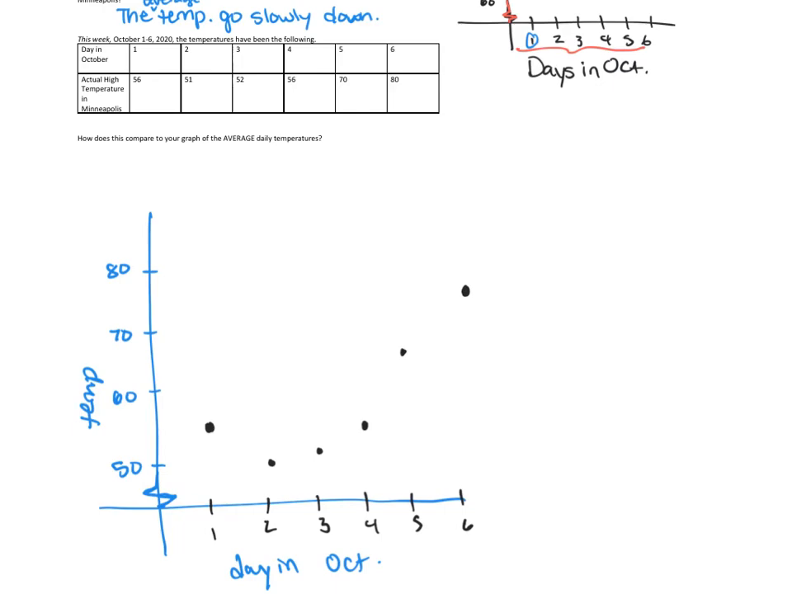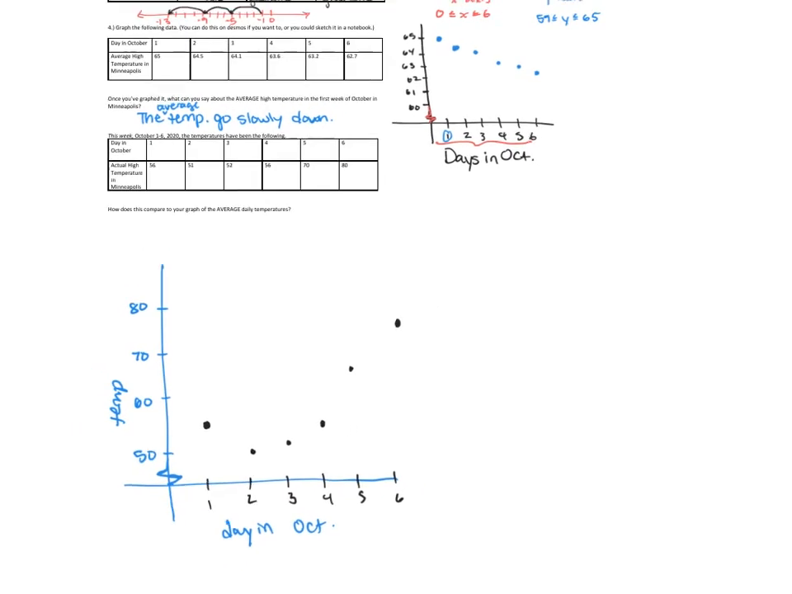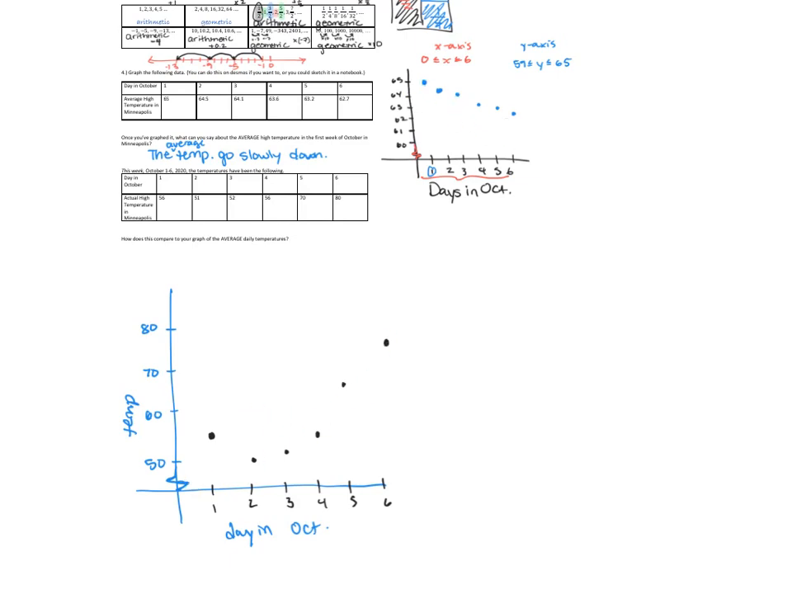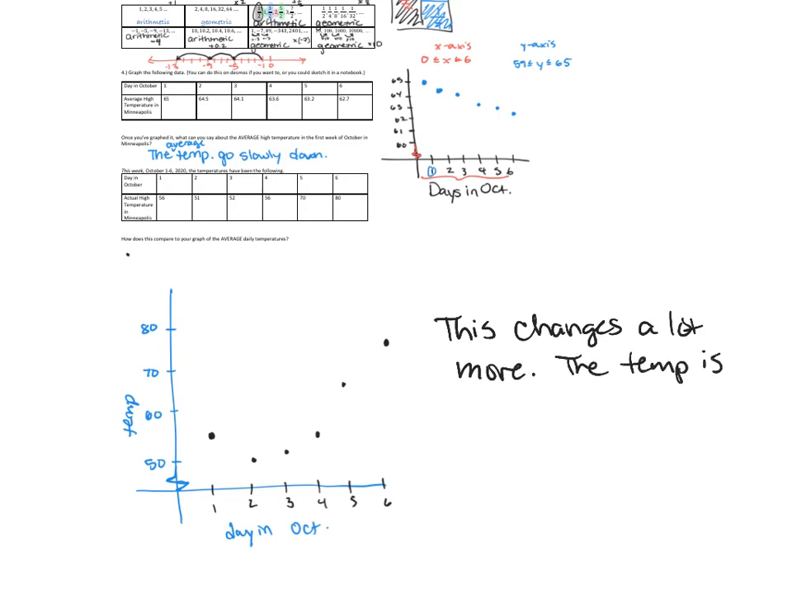Okay, so this graph looks a lot different than the other one. This graph looks much different than this one. So when you're asked here, how does this compare to your graph of the average daily temperature, I would say this changes a lot more. The temp is not very predictable. And if you think about it, this is like an average over many, many years, and this is just what actually happens in a week, which can be kind of crazy.